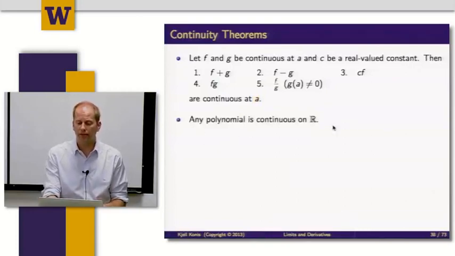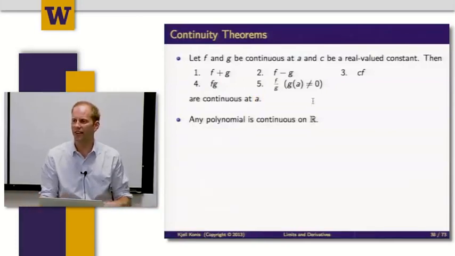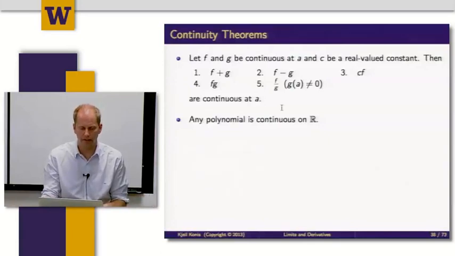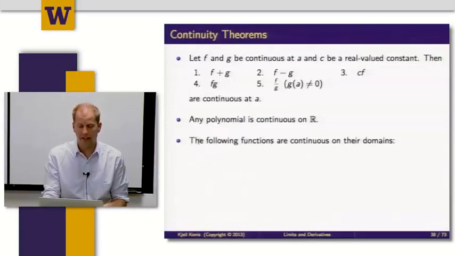Any polynomial, so one useful interval is R. That's all of the real numbers, so everything greater than negative infinity and everything less than positive infinity. So any polynomial is continuous on the real numbers. And then the following functions are continuous on their domain.